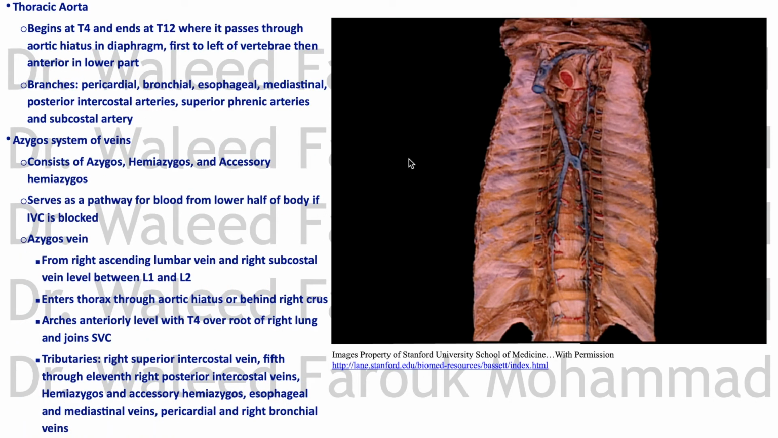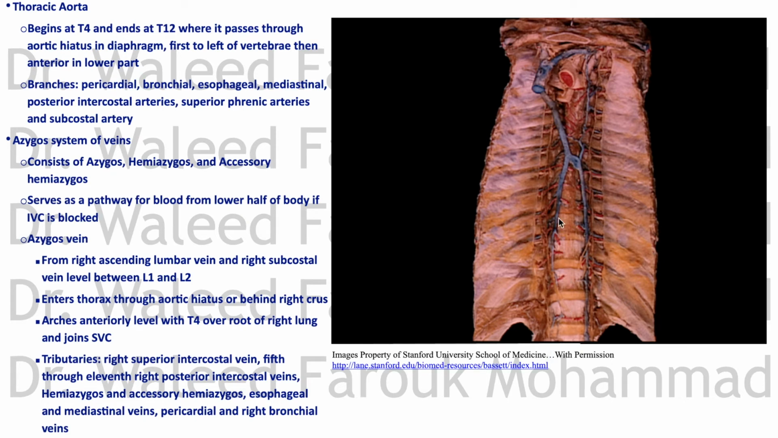The thoracic aorta, the other structure in the posterior mediastinum, begins at the level of the angle of Lewis, at the end, of course, of the aortic arch, and descends from T4 to T12, where it passes through the aortic opening of the diaphragm, as we studied before. It was first to the left of the vertebra, then anterior to the vertebra, and in the abdomen it will end by dividing into the two common iliac arteries.